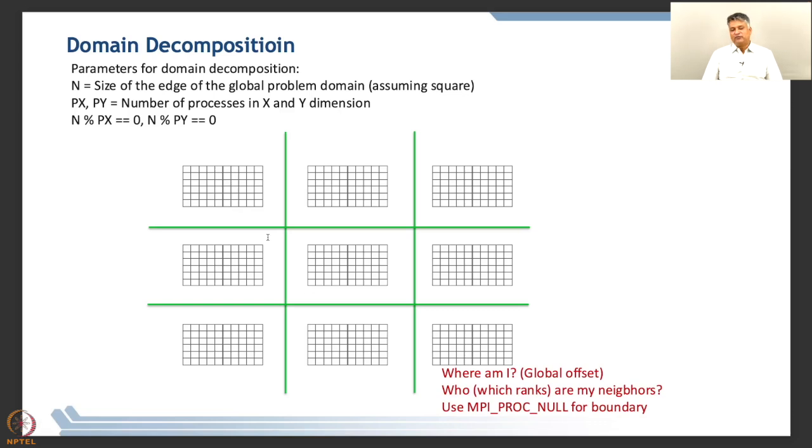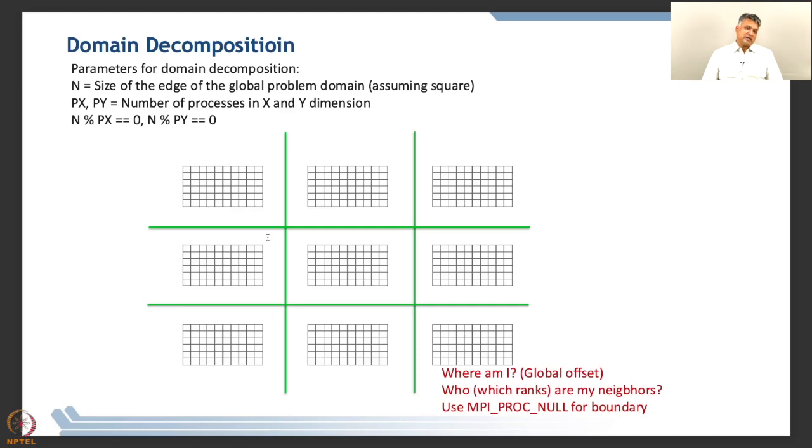We still need to figure out a few things. For each of the processes, I need to geometrically figure out where I am, right? What is my position in the global geometry? I also need to figure out who my neighbors are, because when I'm doing stencil communication, I now have to communicate with my neighbors certain information, especially at the boundaries.